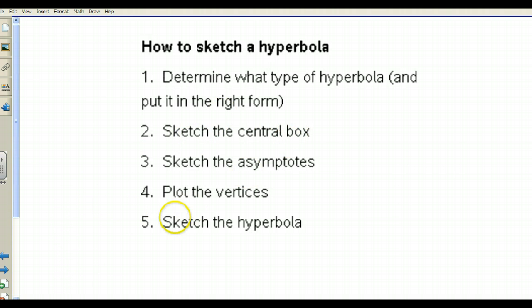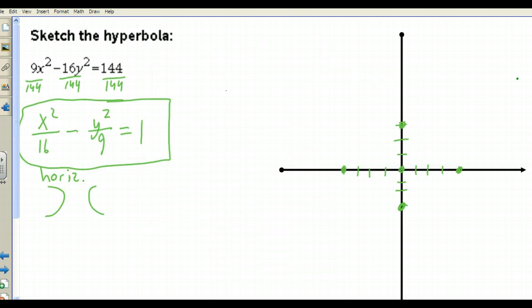Sketch the central box. Okay, so we need to sketch that dot box. I have some of the points of the dot box. You can see this is where the box is right there. So if I go over 4 and up 3, I have my corner point. If I go over 4 and down 3, I have my other corner. Same thing here. I'm just combining both steps. I go over 4 like you did before and then up 3. So I have this rectangular dot box.